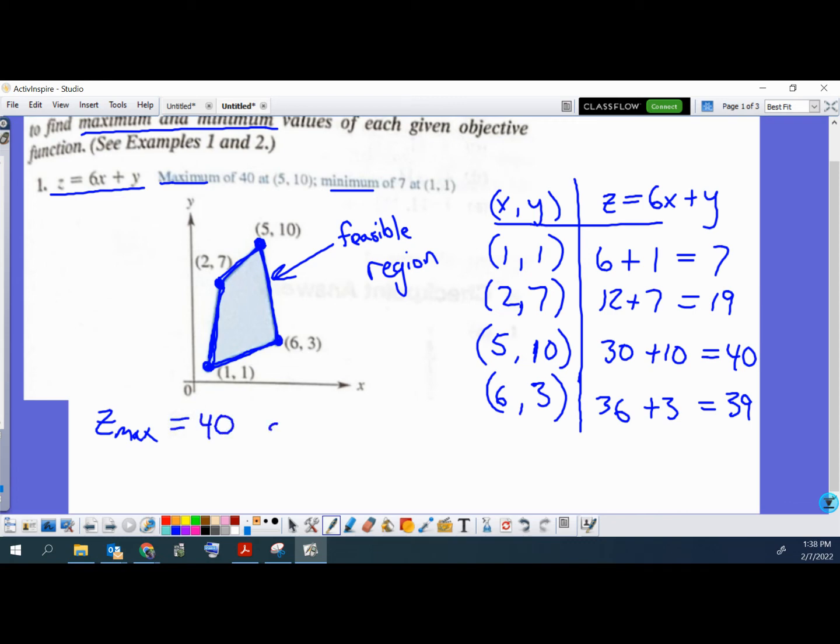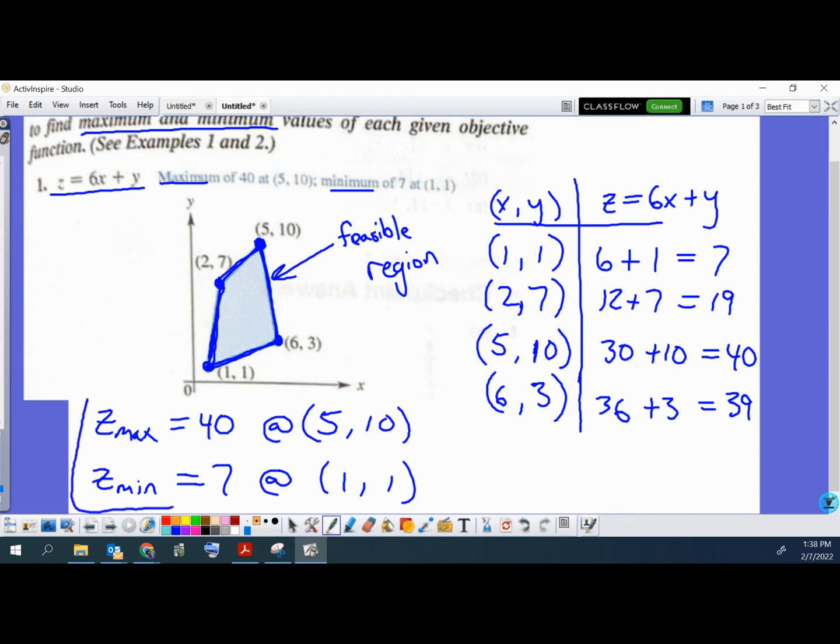And I'm just going to say where it happens. I'm going to say at 5, 10. Okay. Now in a word problem, obviously I would want to give a word answer. Since this is pure algebra, I'm just saying what the max is and what x, y ordered pair it occurs at. We were also asked for the min. So z min is 7, and that occurs at 1, 1. So these are my answers. Easy enough?